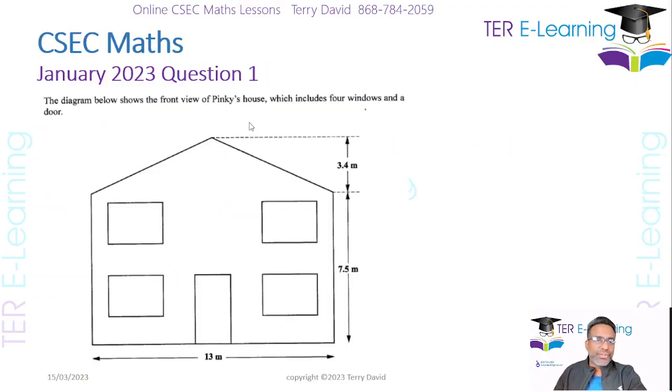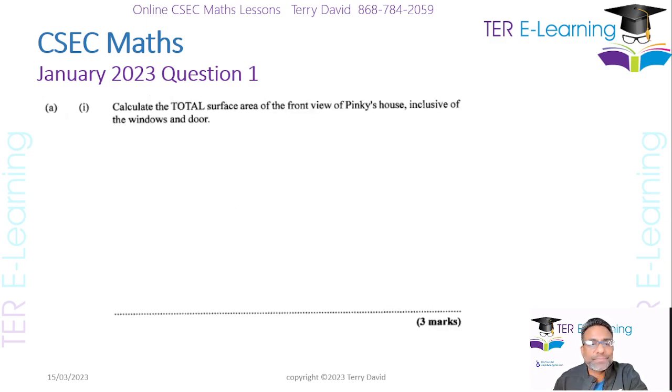Okay, so this is from the January 2023 paper. The diagram shows a front view of Pinky's house, which includes 4 windows and a door. So we're looking at the front of a house here, and we have some dimensions given. And what do they want? Calculate the total surface area of the front view, inclusive of the windows and the door. So they want total surface area.